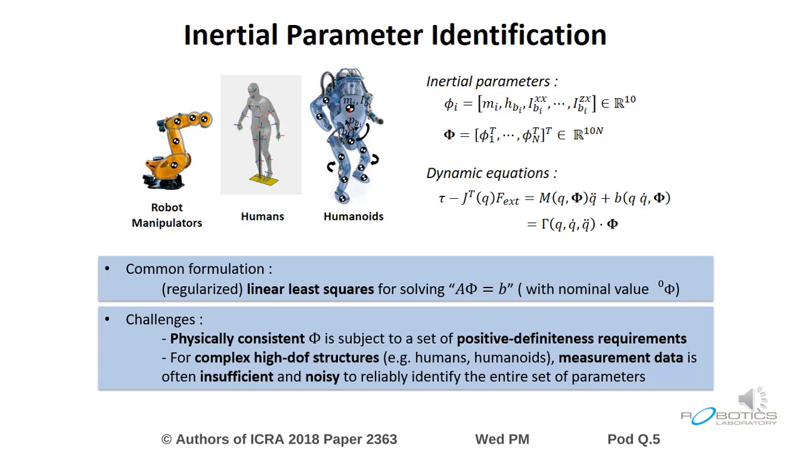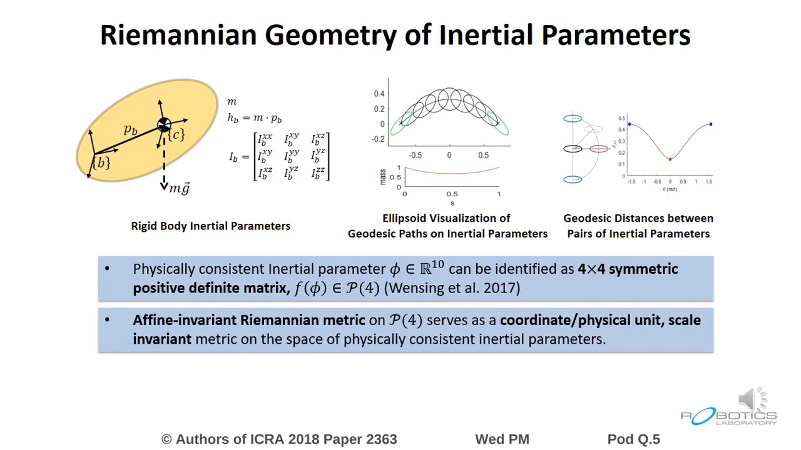In this paper, we argue that regularization of an ill-posed least square error criterion with the use of a standard Euclidean metric is a primary culprit. So rather than using a standard Euclidean metric, we propose a more natural distance metric for inertial parameter identification, defined by a reference frame invariant Riemannian metric on the space of 4x4 symmetric positive definite matrices.